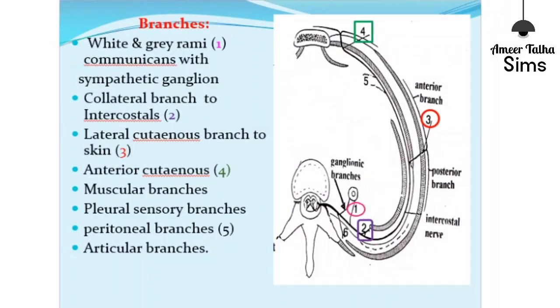So the branches of the typical intercostal nerves: white and gray rami communicantes, which connect to the sympathetic ganglion. Next, we have lateral cutaneous branch, which divides into anterior and posterior branches. And we have anterior cutaneous branch, and we have articular branches. These all are the branches of the typical intercostal nerves, which are from 3 to 6.